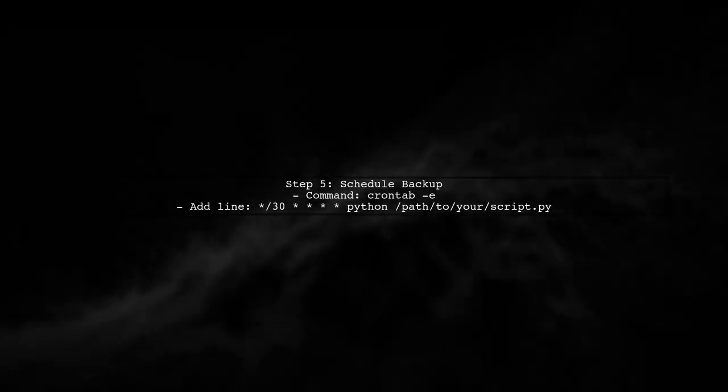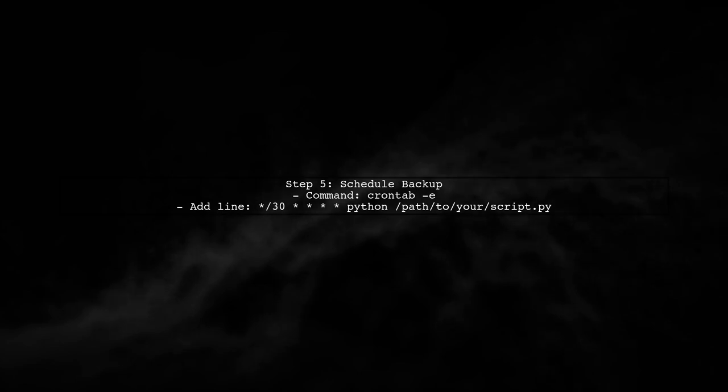Finally, schedule your script to run at regular intervals using cron jobs. This will ensure that any new files added to Google Drive are automatically backed up to AWS Glacier.